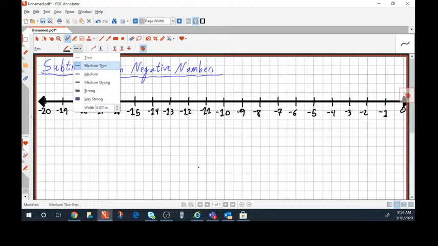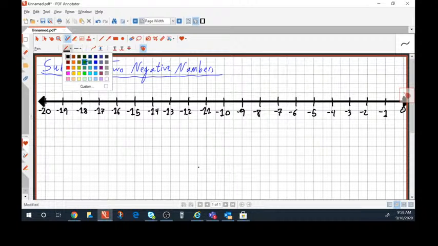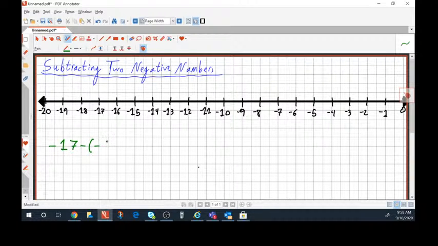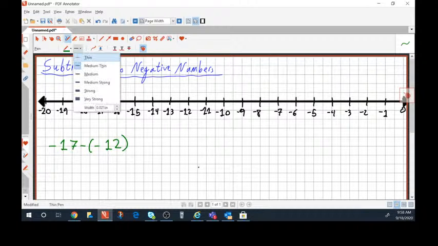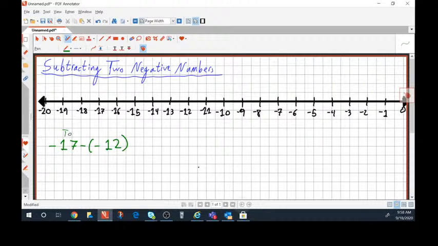Okay, so let's do this subtraction problem here, guys. Let's do negative 17 minus negative 12. Remember, that's to negative 17 and from negative 12. So go ahead, guys, pause the video and try that one on your own using our number line. I'll wait, and by I'll wait, I mean I'll just continue on after I've given you a second to pause. Go ahead and pause and give that a try.